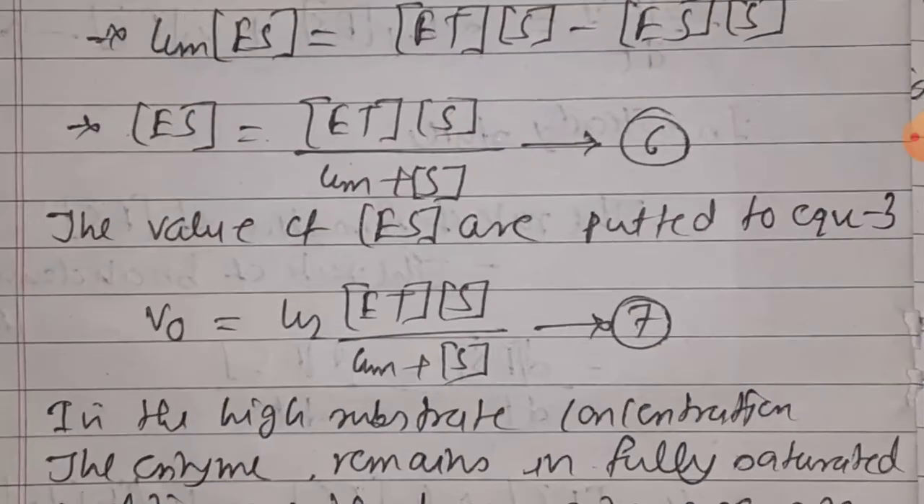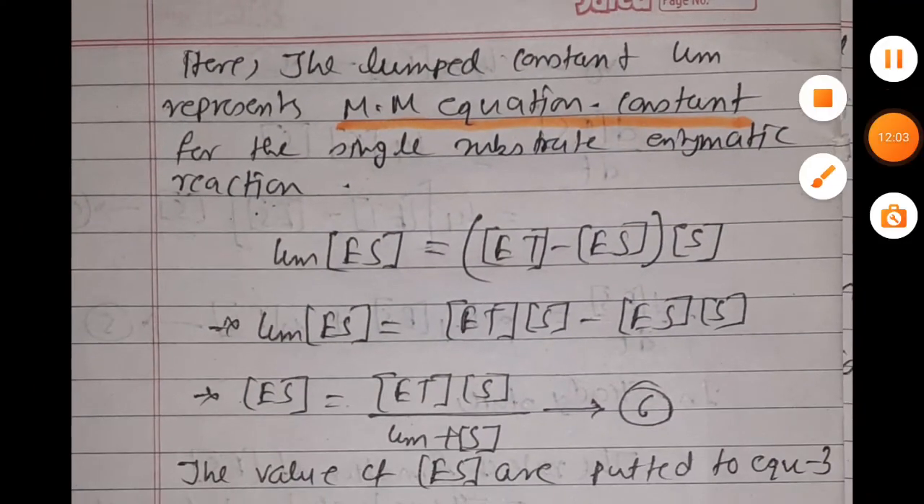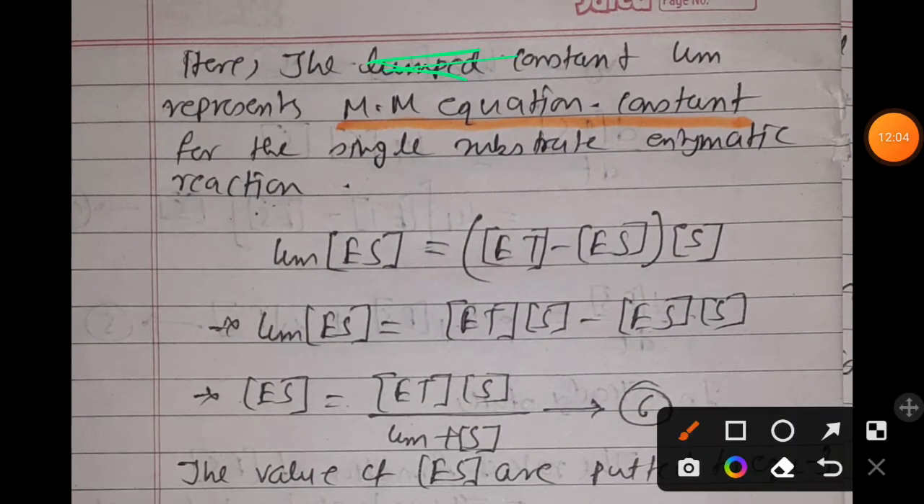Now this lumped constant, you may also remember as just a constant if you want. This lumped constant Km is known as the Michaelis Menten constant. Here it will not be an equation. So it is known as the MM constant, for the single substrate enzymatic reaction.